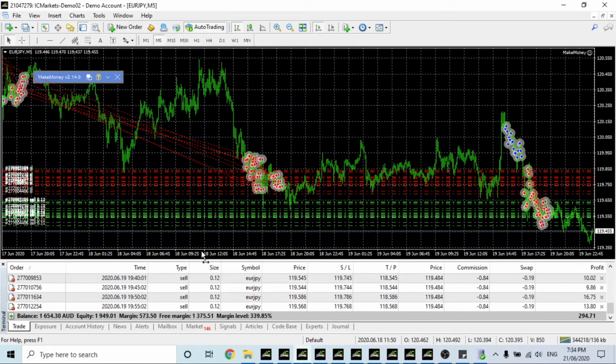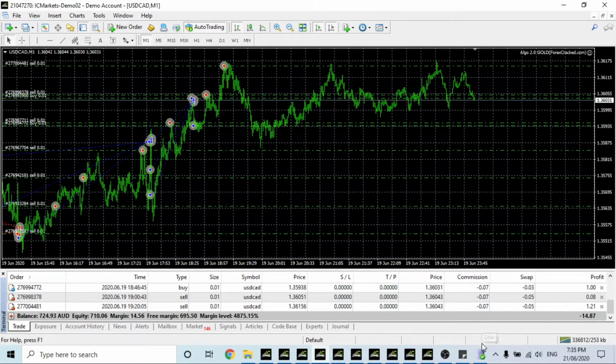But yeah, really, really good. I think it's made $654, and we're up $294 right now as of the market close. So it runs the M5 time frame, and it is Euro JPY. So yeah, quite interesting with that. I'll keep it going, and we'll see maybe where it will head to in the next week.